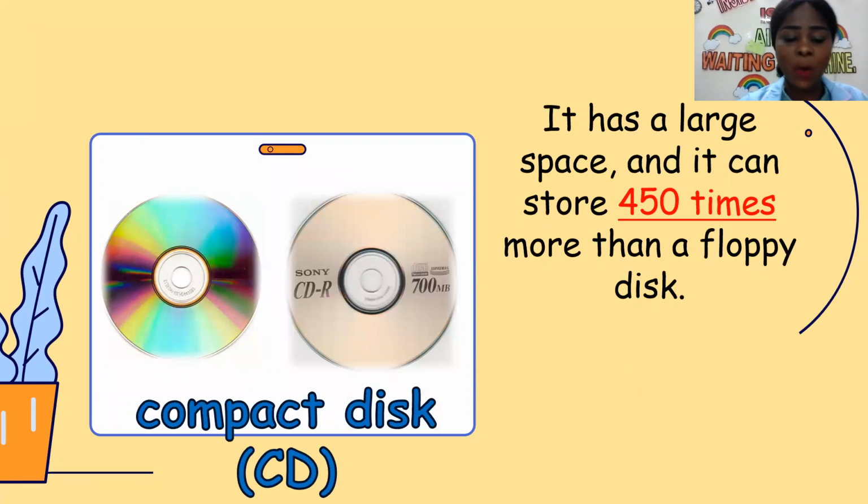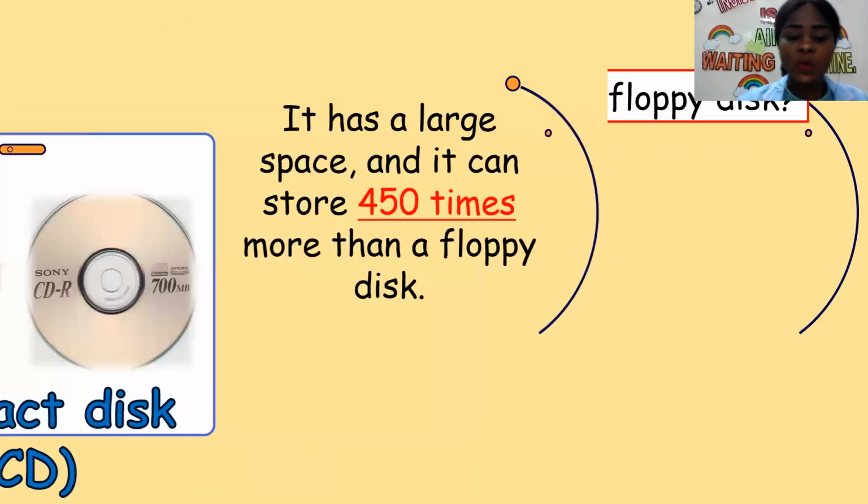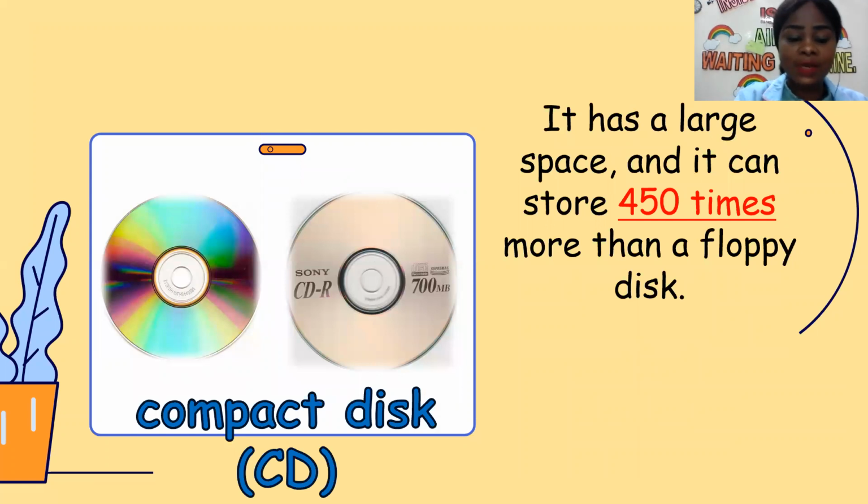Now, let's talk about the compact disk. The compact disk has a large space and it can store 450 times more than a floppy disk. It has a large space, okay? So you can store so many things inside this compact disk, okay? Now, let's take a look at the floppy disk. You remember? We said the compact disk can store 450 times more than a floppy disk.